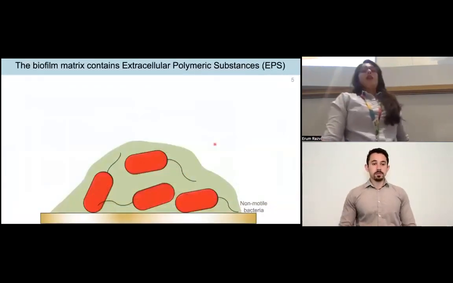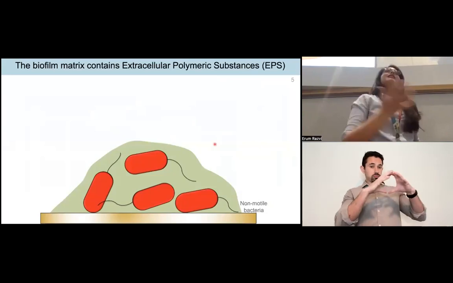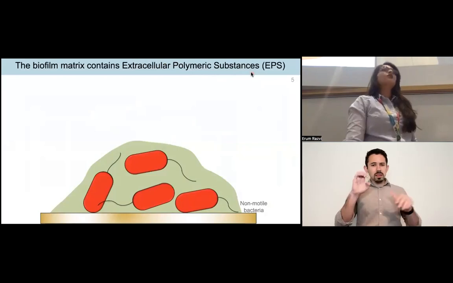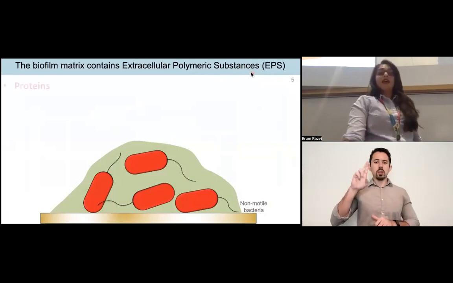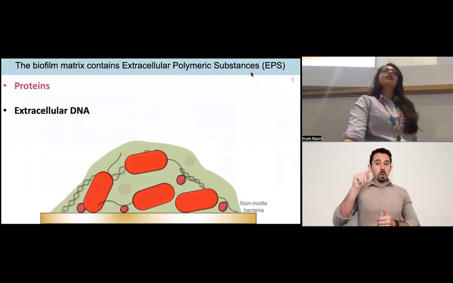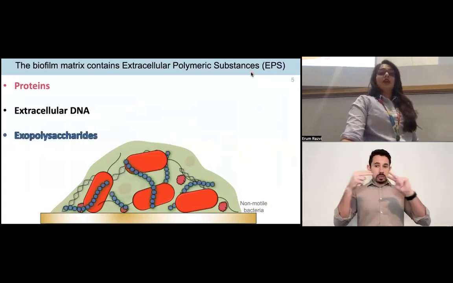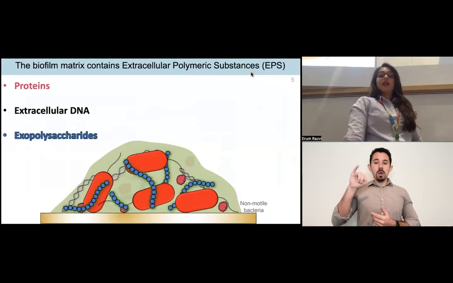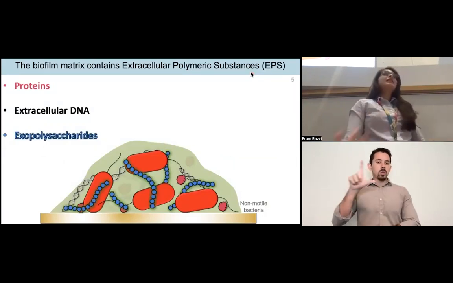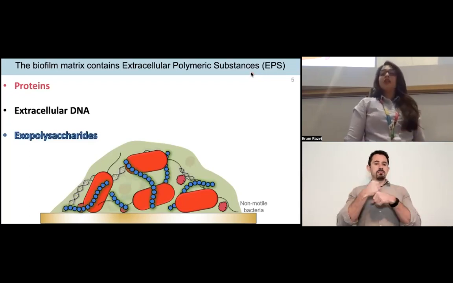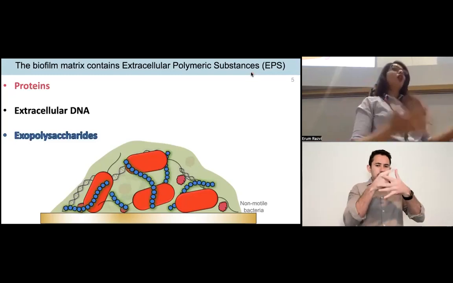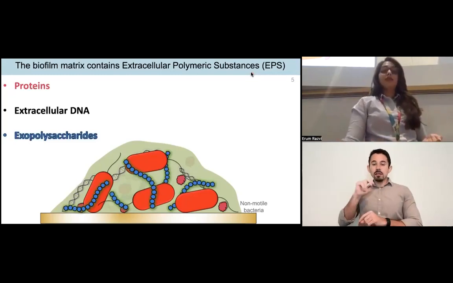The self-produced matrix in biofilms contains chemically and functionally diverse extracellular polymeric substances, or EPS, such as proteins, extracellular DNA, and exopolysaccharides, which is the component studied in the Howell Lab. Now, in tandem, the EPS create a unique environment, allowing the biofilm community to have unique properties compared to non-biofilm forming bacteria.